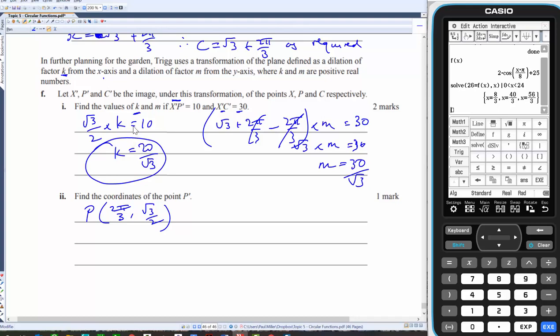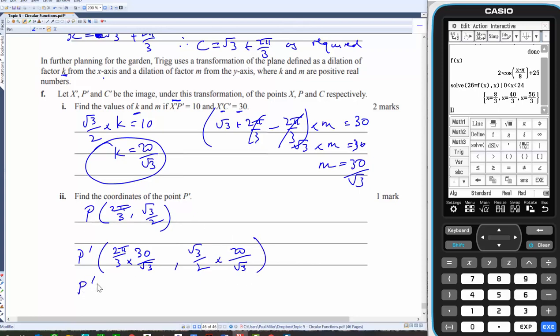So what we're going to note is when we dilate by a factor of K from the x-axis, we're going to multiply the y value. So P dash is going to be root 3 on 2 multiplied by 20 on root 3. So that's going to be that coordinate. And this coordinate here is going to get multiplied by this m value here. The m value is a dilation factor m from the y-axis, which changes the x value. So we're going 2 pi on 3 multiplied by this m value, which is 30 on root 3.